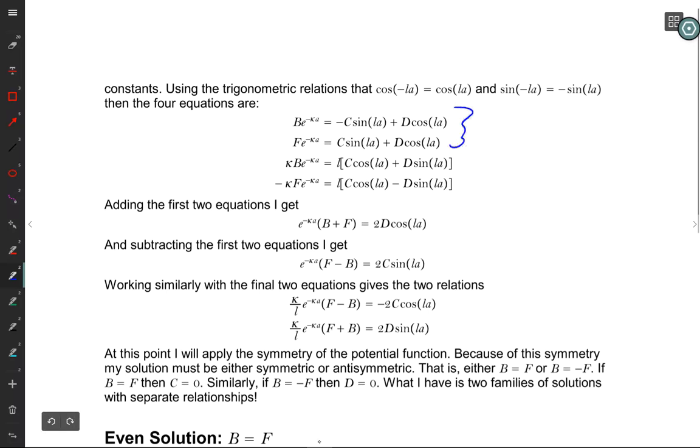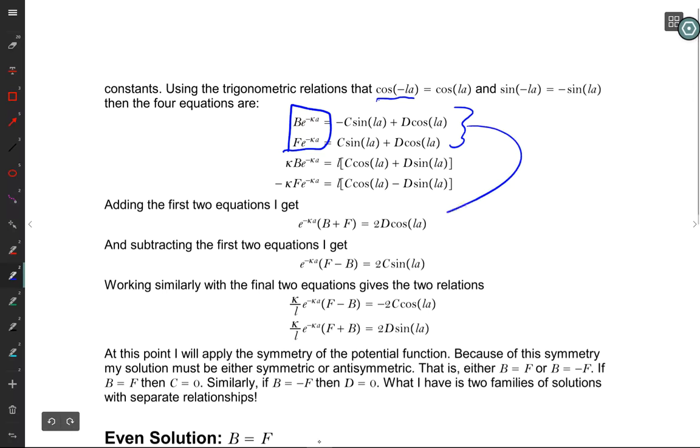So if I add these 2 equations, then I'm going to have the same exponential for both B and F. And so I have e to the minus kappa A times B plus F equals, and if you look at the right-hand side, the C terms subtract out. Now, keep in mind, I should have pointed out, I use cosine of minus LA is equal to cosine of plus LA, the fact that it's an even function. And sine of minus LA equals minus sine of LA. It's an odd function. So that's why you don't have any negatives in your arguments for sine and cosine.